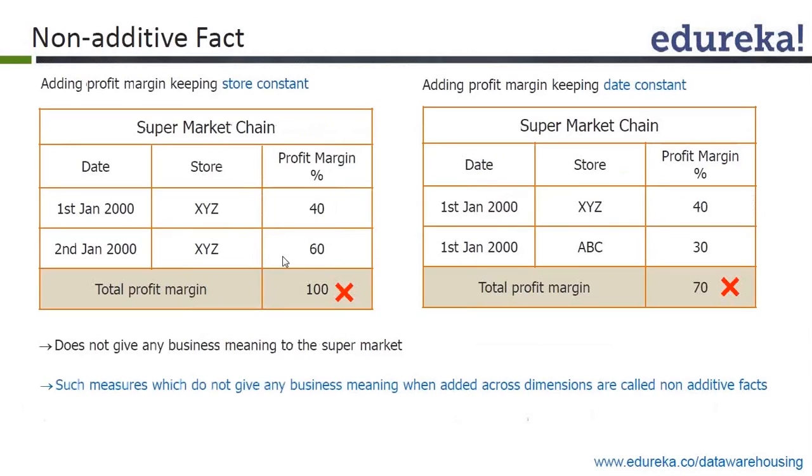So in this example, they are just trying to add it by store. First by store, they take XYZ store on 1st of January and 2nd of January on the left side, and they try to add 40% profit and 60% profit, but you can't add it. It cannot be 100%. Same thing, they try to add it across the same date but different stores, and it gives you 70% profit margin, which is also not mathematically correct. So you cannot add them.